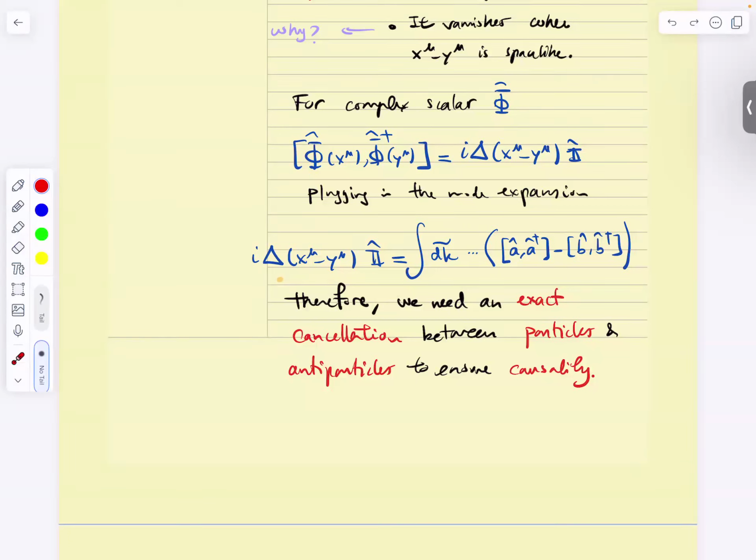So not only does quantum field theory allow for antiparticles, sometimes it says it necessitates them. It says they're mandatory. Sometimes. In this example, we saw that. Any questions?